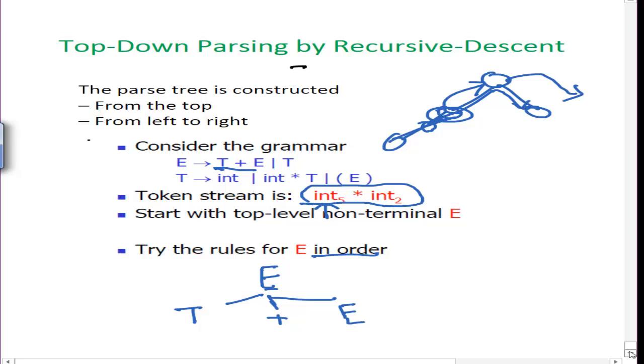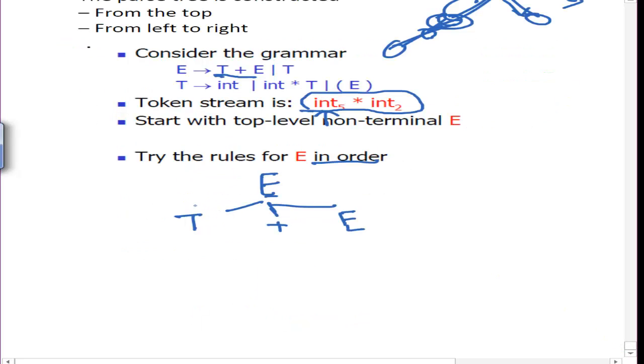Now what we do is, when we see a non-terminal, we use the production rule, and when we see a terminal, we try to match it with our input token. The input token is int 5, and we have to match it. When there is a non-terminal, we use the production rule. In this case we have used firstly the first production rule, T plus E.